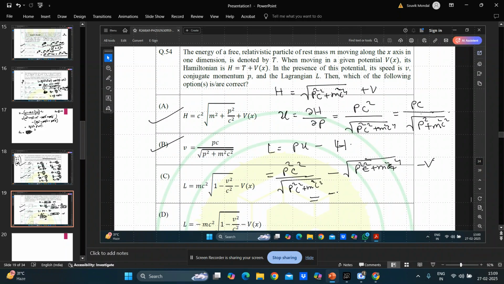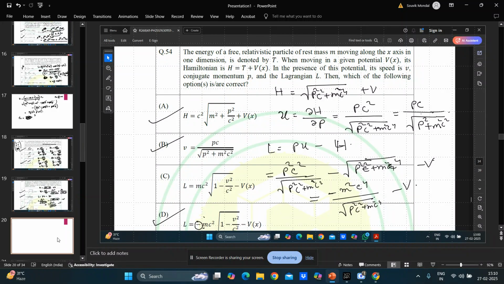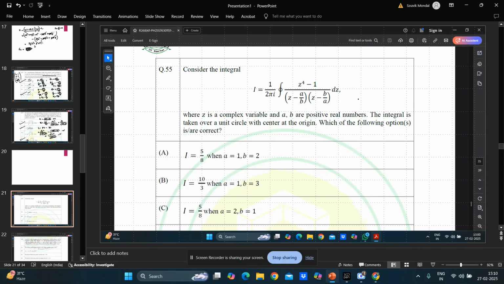Okay. So you will get minus m square c to the power 4 divided by root of p square c square plus m square c to the power 4, and minus V. So if you now substitute this p square c square plus m square in terms of v, you will get option D. Okay, so the significance of this, in Lagrangian, in the first term there is always a minus sign. You can calculate this. You can immediately identify which Lagrangian is correct, because the minus sign is always there in this relativistic Hamiltonian Lagrangian formulation. Okay. Yeah. Now this problem.